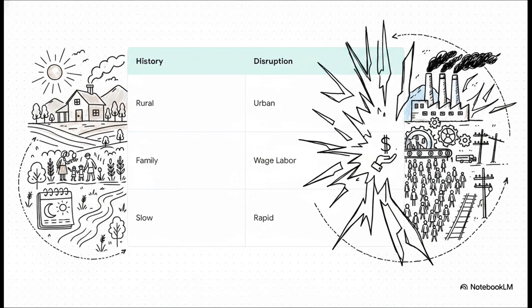Suddenly, we see massive migrations into urban cities, traditional family labor gets completely replaced by factory wage labor, we see this rapid technological acceleration, and entire economies being reorganized strictly around capitalism. It was, quite literally, a totally new way of organizing human existence.